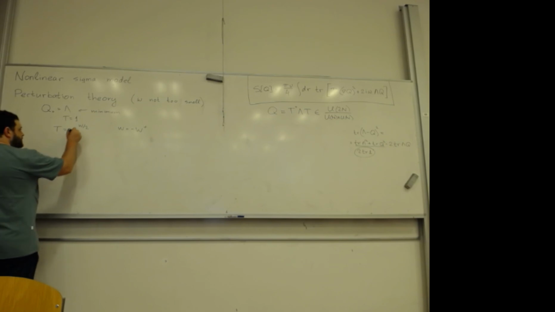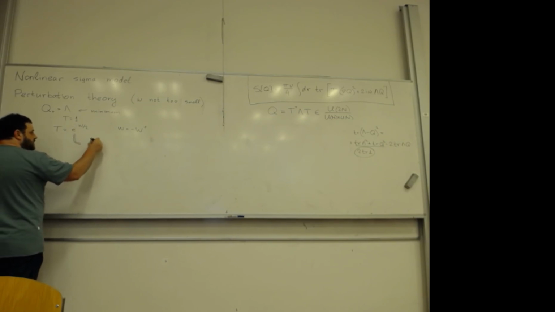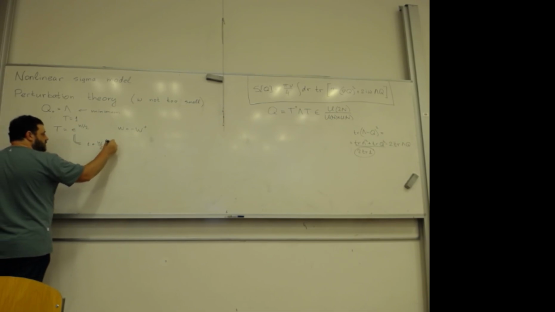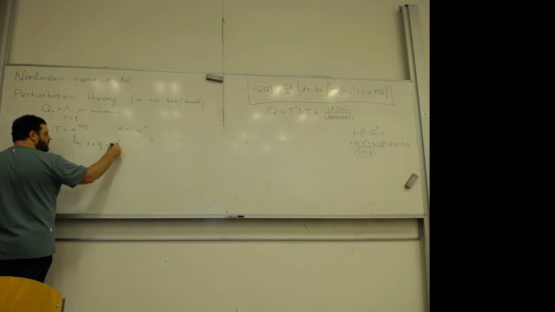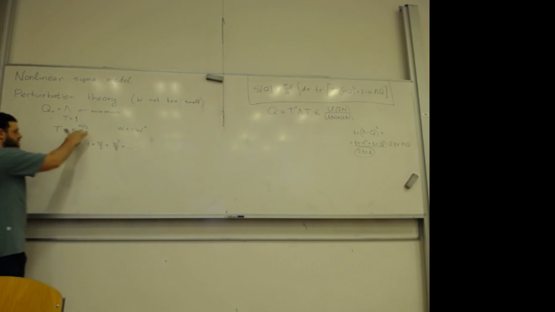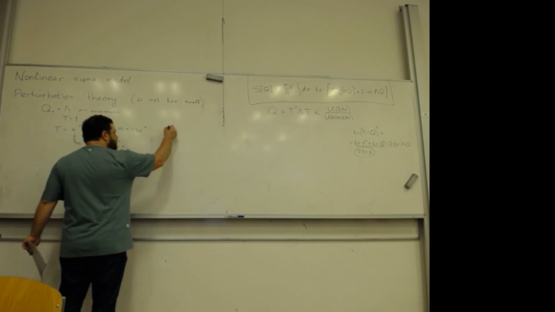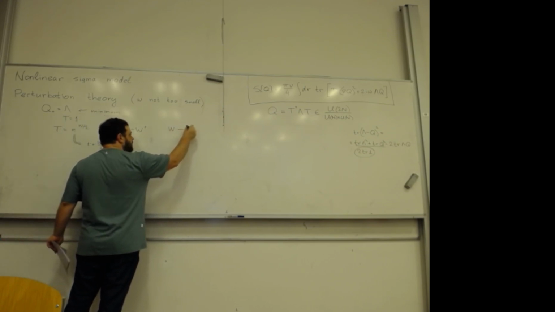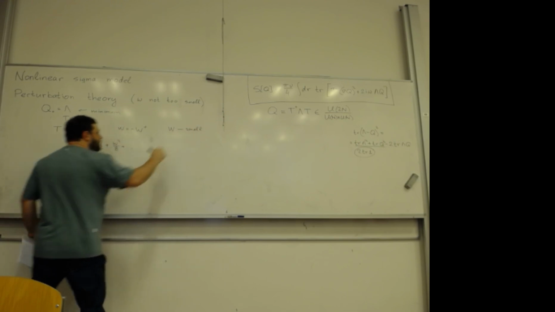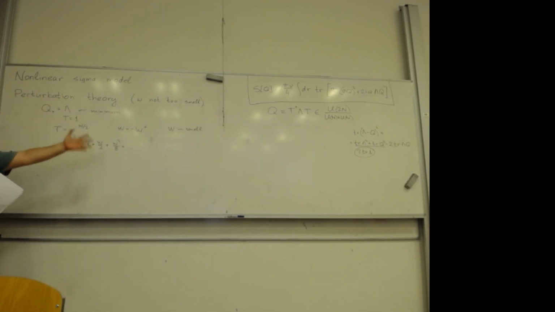So I will say that this exponential now is 1 plus W over 2 plus W squared over 8 and so on. I can just expand in small W, and this will be an expansion of T near the unit. W is small. This is our perturbation. When omega is big, W is small. Why do we want it to be anti-Hermitian? So that T is unitary.